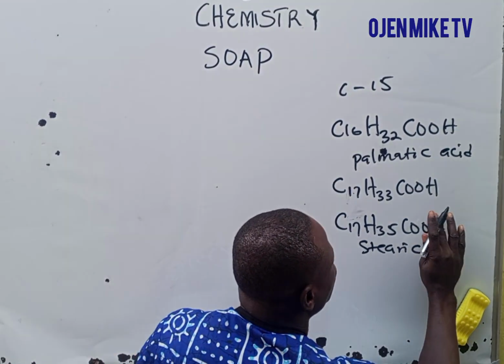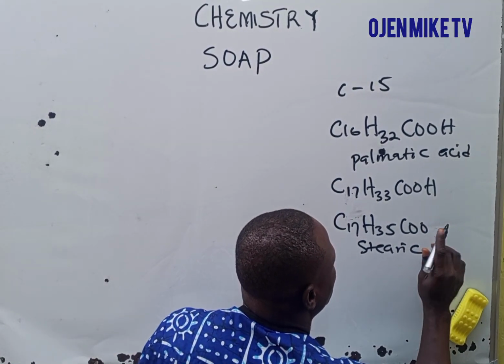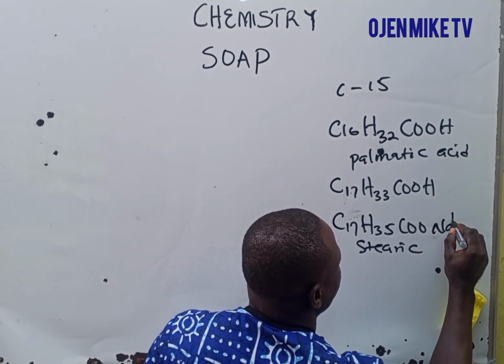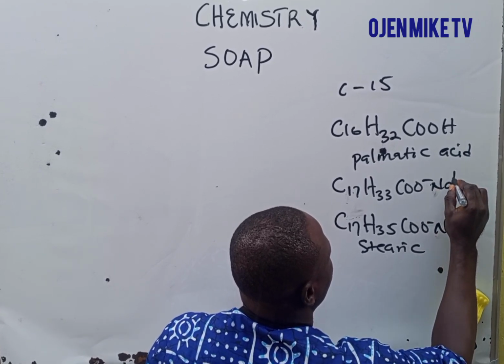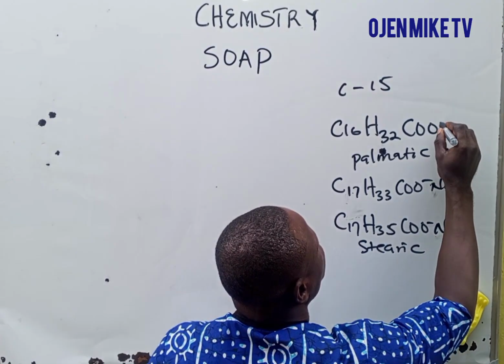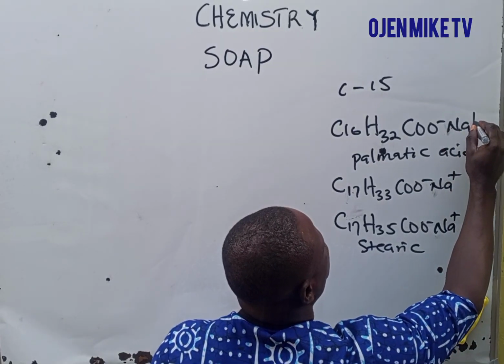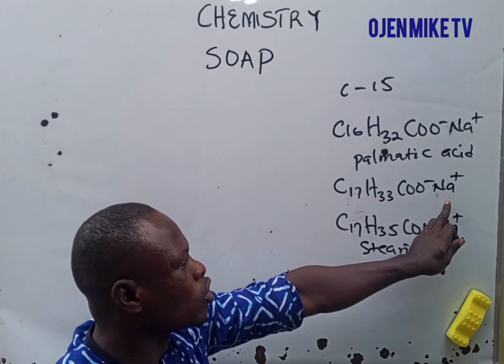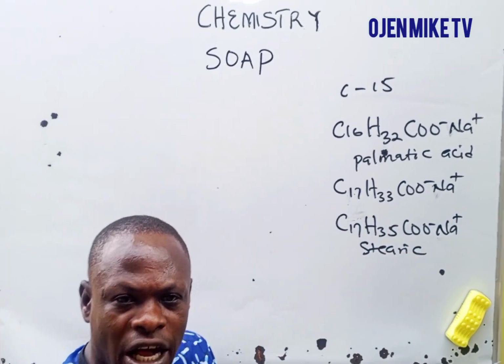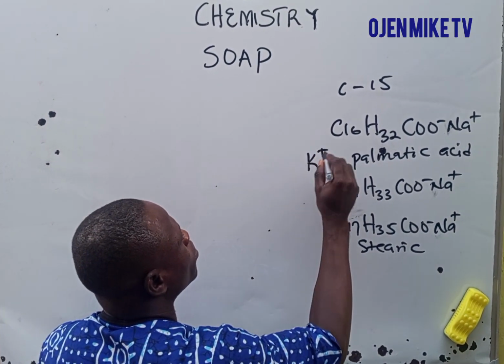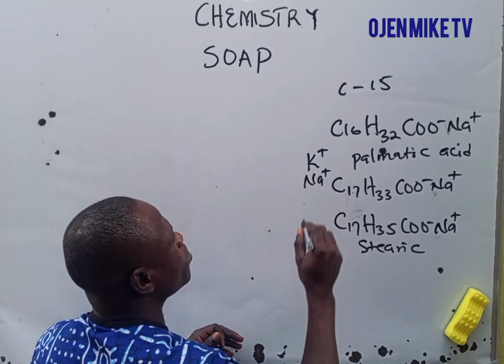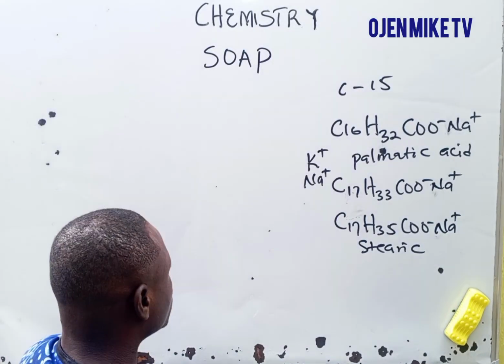Now we have said that a salt is a metallic salt. Metallic salt means that you have to add a metal, plus Na plus. Have you seen? It now becomes what? A metallic salt, because metal is added. And the two metals mostly used in the production of this salt are potassium ion and sodium ion. Just take note of that.